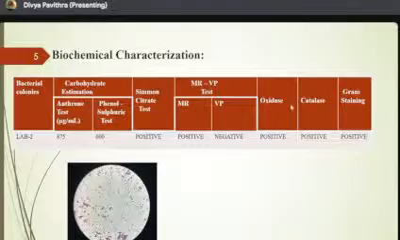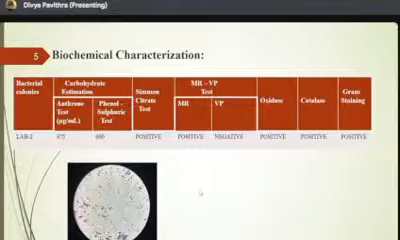Also, to understand the production of carbohydrate, that is, to estimate the polysaccharide production, we did an anthrone test in phenol sulfuric, which showed 875 microgram per ml of carbohydrate present in the sample.